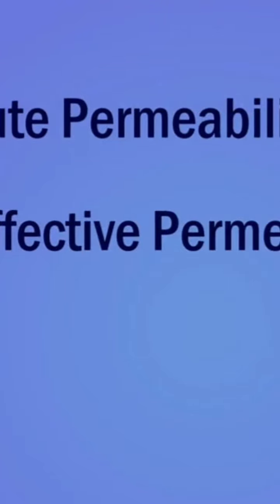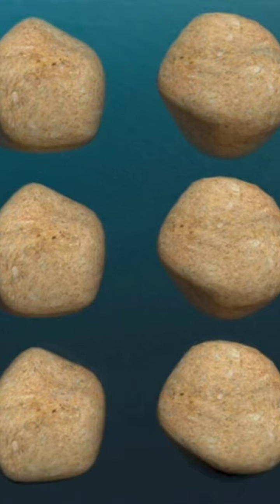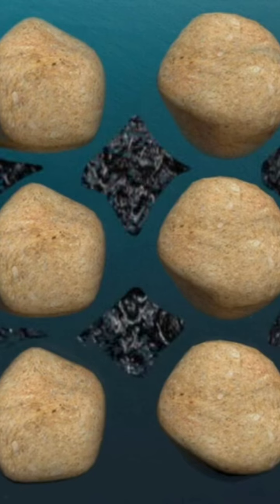Permeability can be classified into three major types: absolute permeability, effective permeability, and relative permeability. We will discuss each one of them briefly. Absolute permeability is the capability of a rock to conduct a fluid when it is the only fluid that exists in its pores, while effective permeability is the capability of a rock to conduct a specific fluid when its saturation is less than 100% in the rock pores.